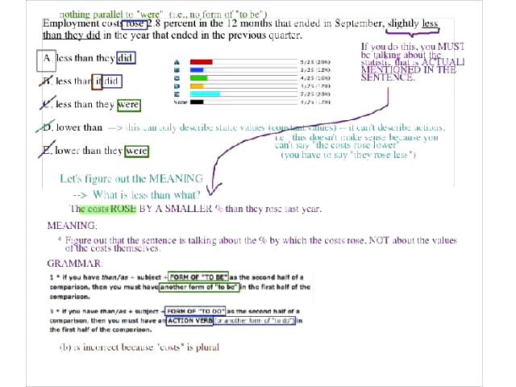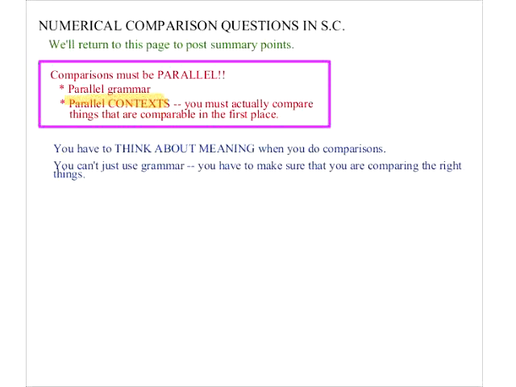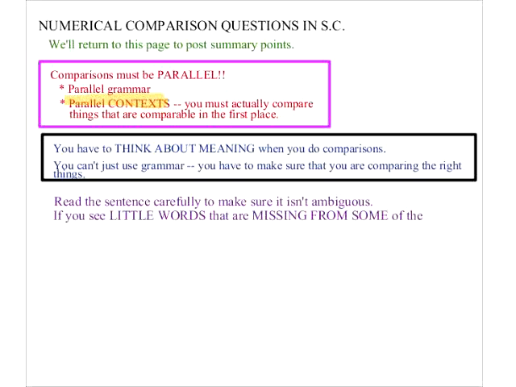So back to our takeaways page here. Other things we've learned about these problems. We learned you have to think about meaning. We've learned you have to think about ambiguity. You should read the sentence carefully to make sure it isn't ambiguous. Okay, if you see little words that are missing from some of the comparisons, there's a really high chance that those are ambiguous. It's a big, big deal here.